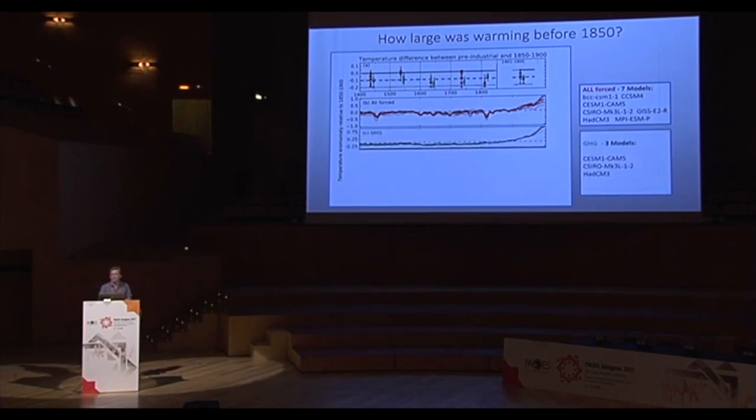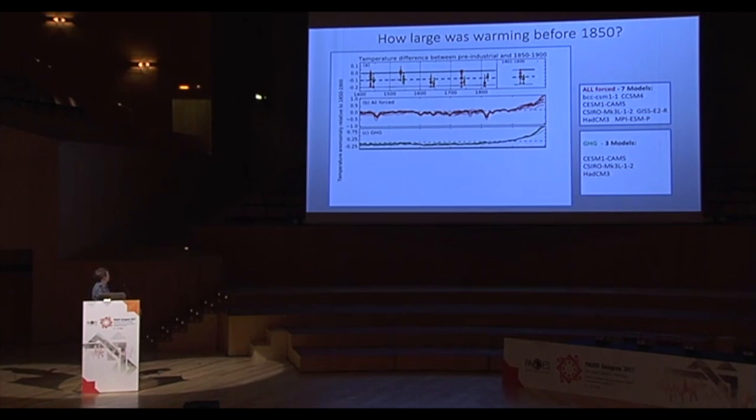Another way you can do it is to ask what the anthropogenic cause of this is. So here we're looking at the greenhouse gas only runs. Here we've only got 3 models: CSM, CSIRO, and HadCM3, and this is the 3 models plotted here. I think what's clear is that relative to 1850 to 1900, at all times the greenhouse gas run is cooler than that period. And this is due to the early industrial period, starting from the 18th century.